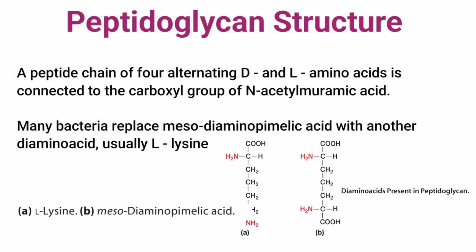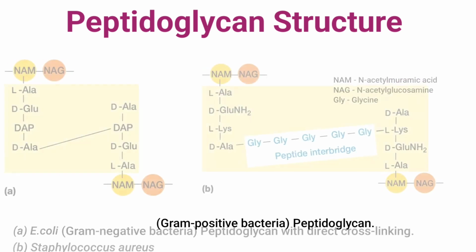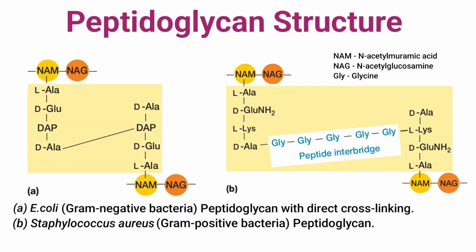Many bacteria replace meso-diaminopimelic acid with another diamino acid, usually L-lysine. In order to make a strong mesh-like polymer, chains of linked peptidoglycan subunits must be joined by cross-links between the peptides. Often, the carboxyl group of the terminal D-alanine is connected directly to the amino group of diaminopimelic acid.